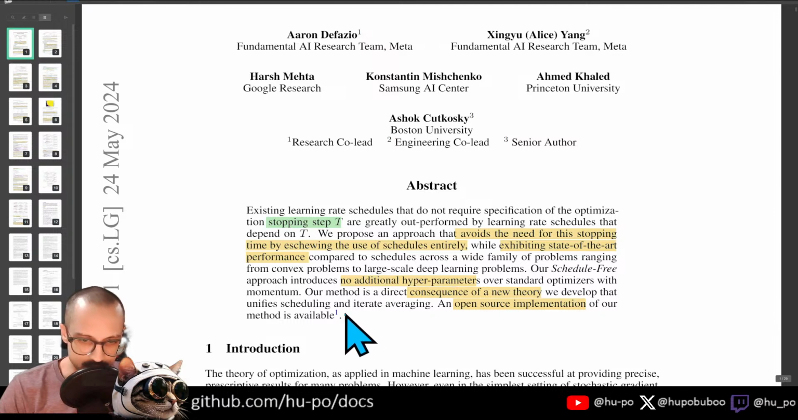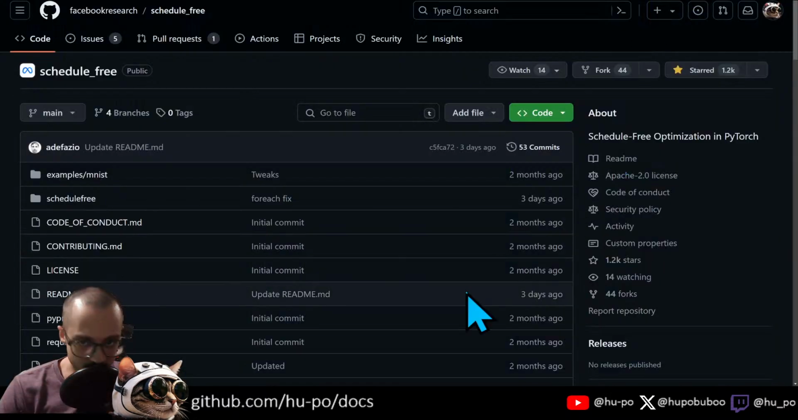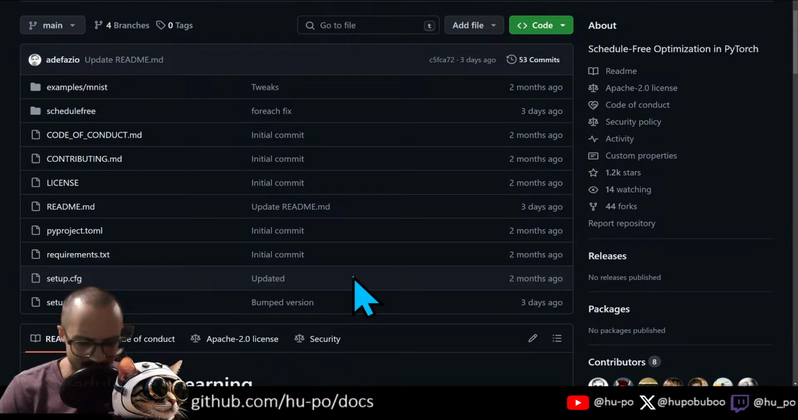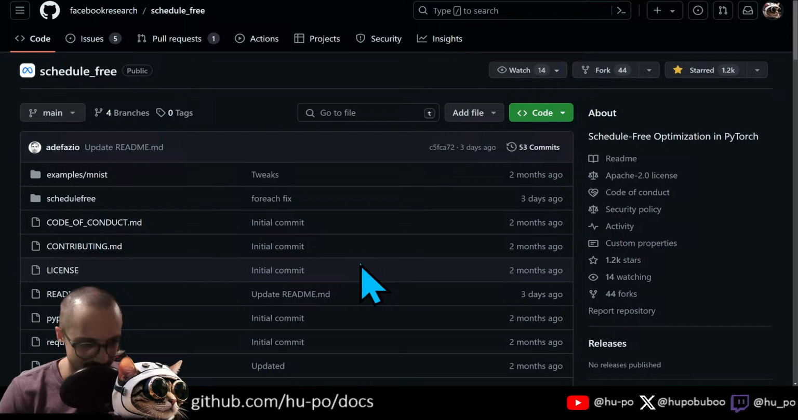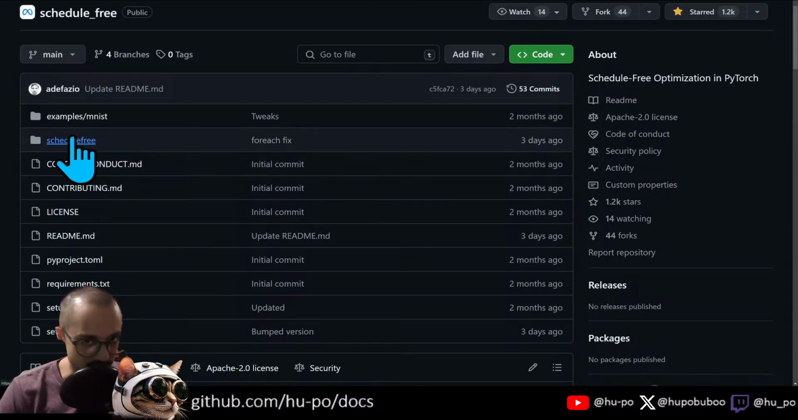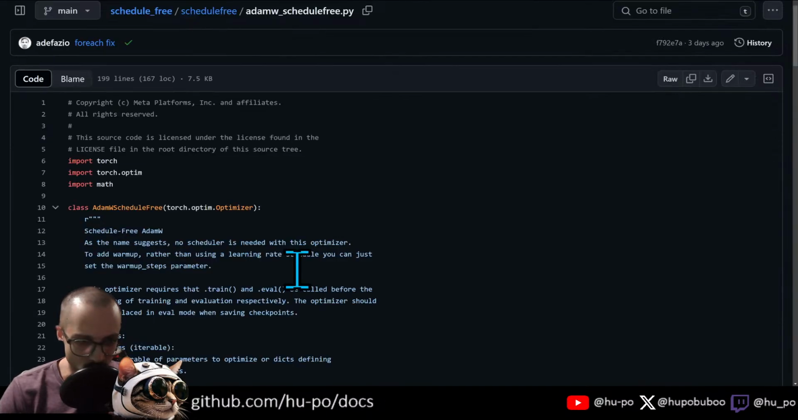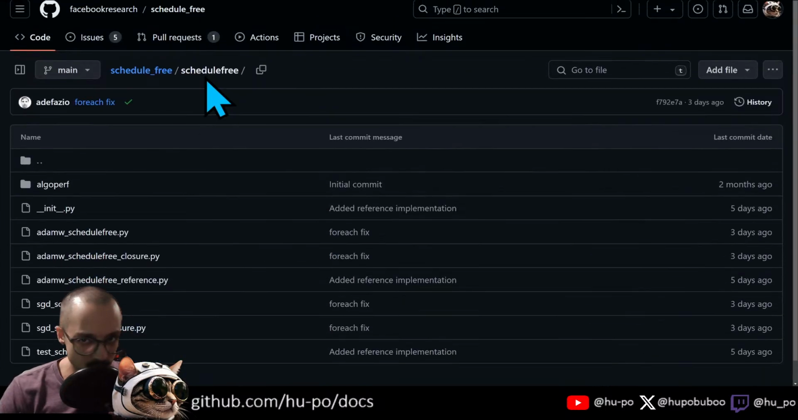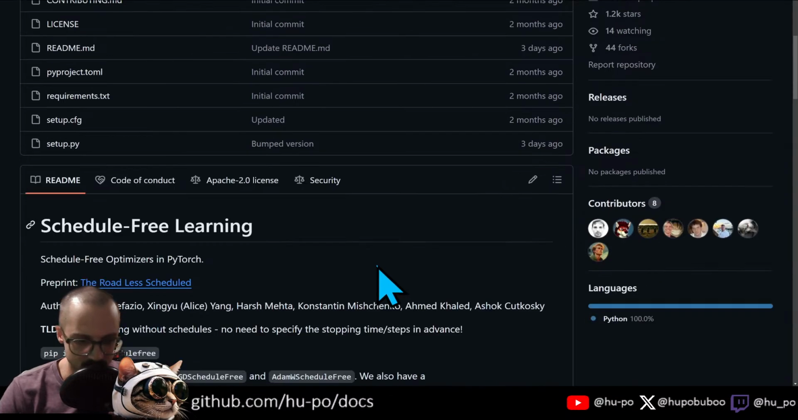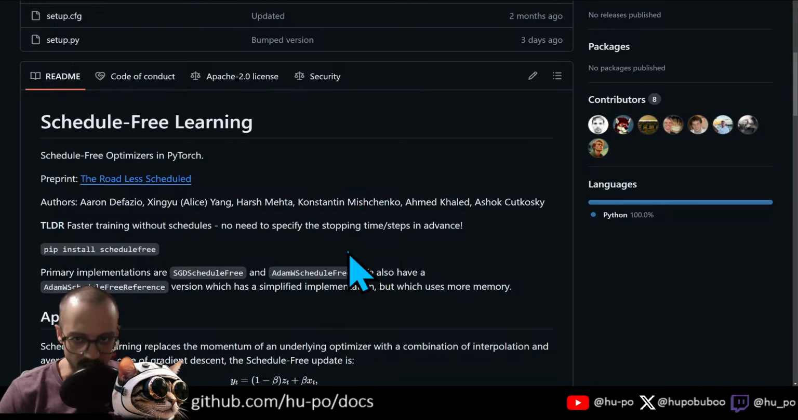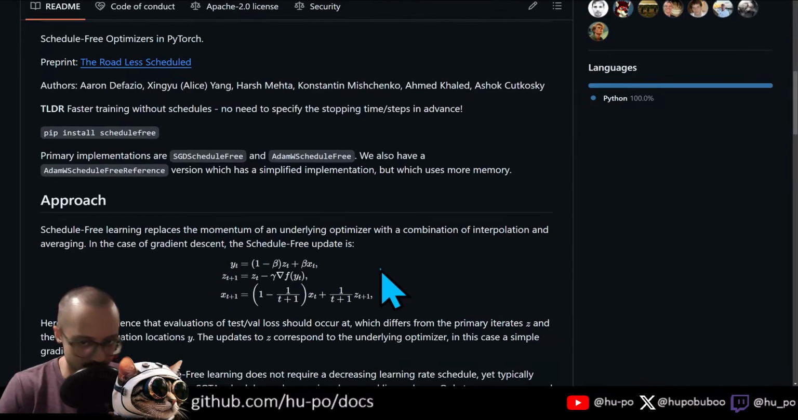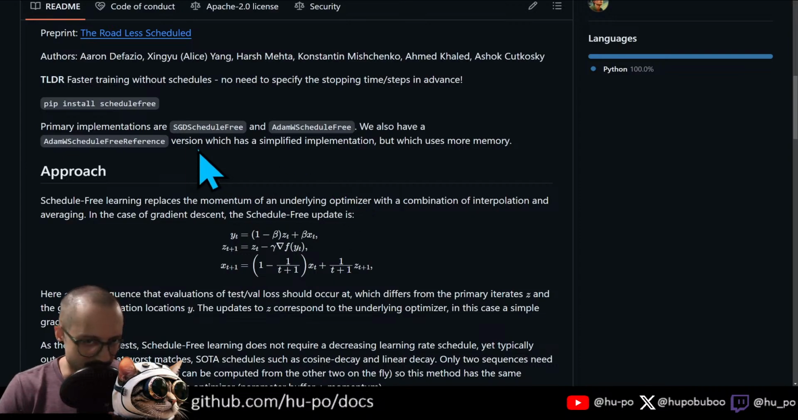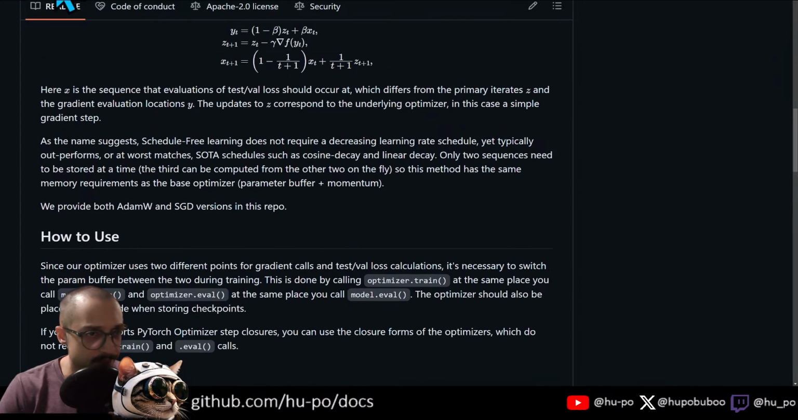An open source implementation of our method is available, and they did release the code. A lot of times these papers say, here's the code, we're releasing it, and then you go on the GitHub and it's just a README and that's it. But here they actually did release all the code, so you can come here. It's not a lot, because it's literally just one optimizer that basically extends the PyTorch optimizer. So it should be relatively easy to try out with your project. Whatever project you're working on, you're using some kind of optimizer there. I'm pretty sure this is like a drop-in replacement. So you can test it out.